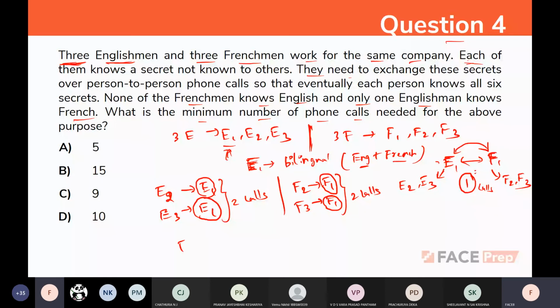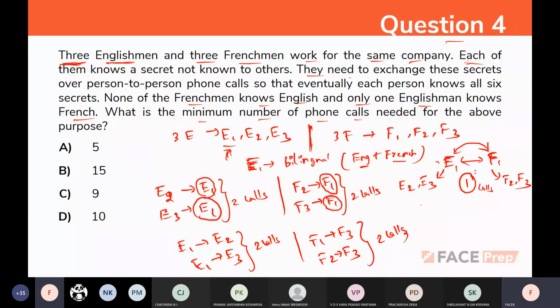E1 needs to let others know. So he is calling E2 and transferring all the secrets, and E1 calling E3, transferring all the secrets. Here we made 2 calls, and F1 calling F2 and F3, we made 2 calls. Okay, so totally how many calls we made?